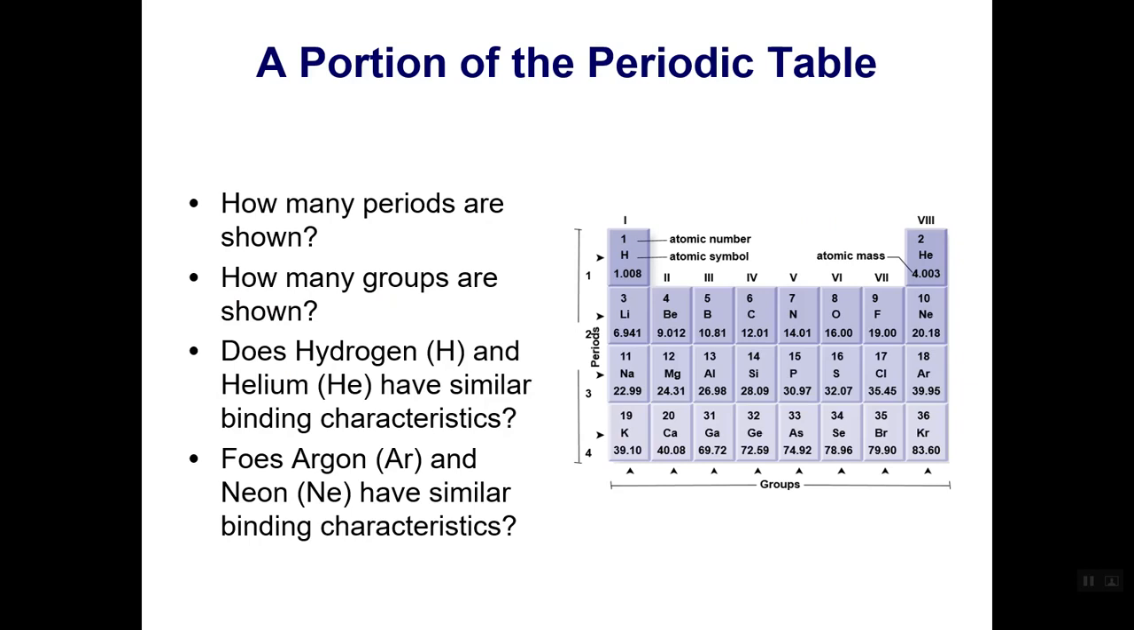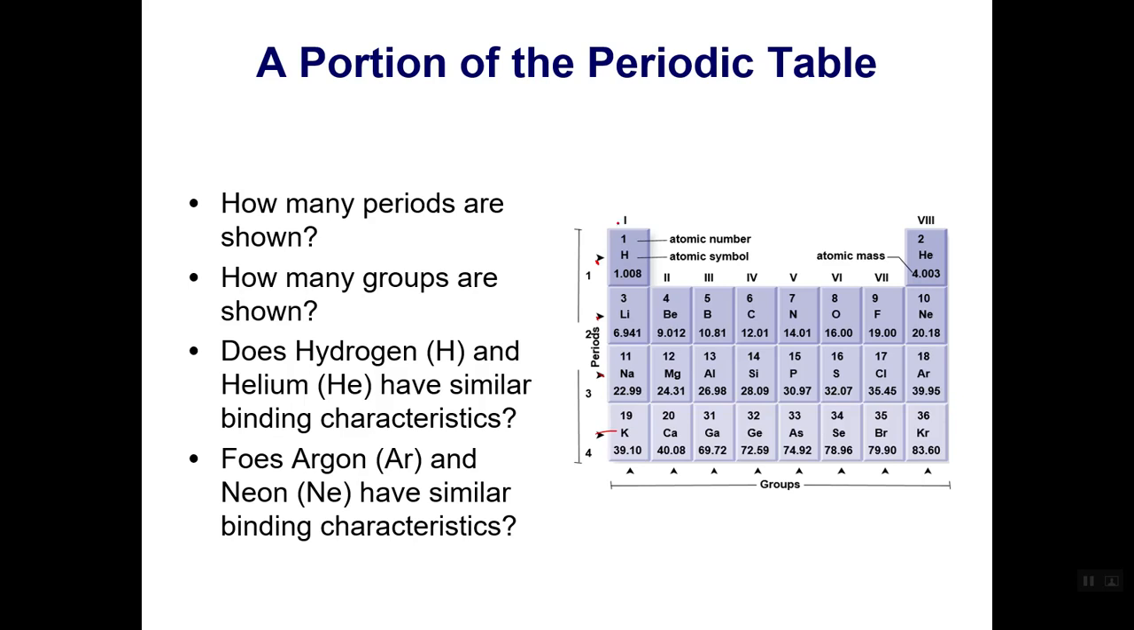Okay, so let's do a couple of questions just to make sure we're understanding. How many periods are shown here? This is a small excerpt of the periodic table. You should have answered 4 because periods are the horizontal rows: 1, 2, 3, 4. How many groups? You should have answered 8 because we have group 1, group 2, group 3, group 4, group 5, 6, 7, and 8.